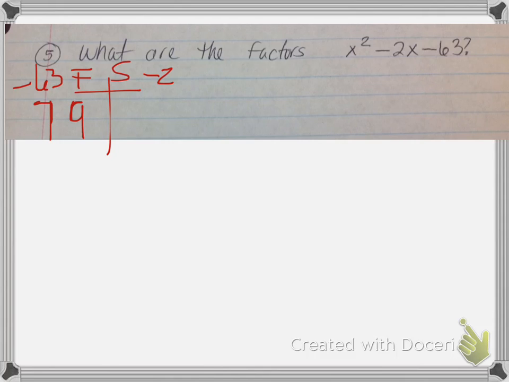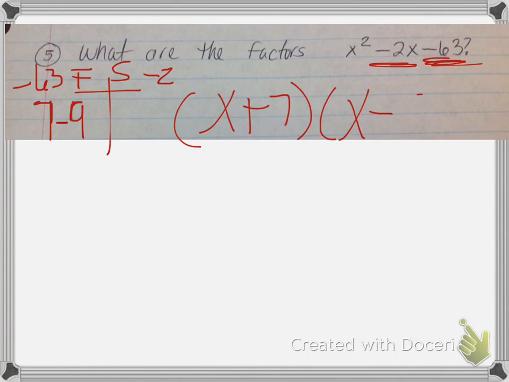Now, which would have to be your negative number here? Both? No, because this is negative, so they have to be different signs. The last one is going to be the biggest number, because your middle number is negative. So it would be x plus 7 and x minus 9. That would be your factors, your answer for that problem.